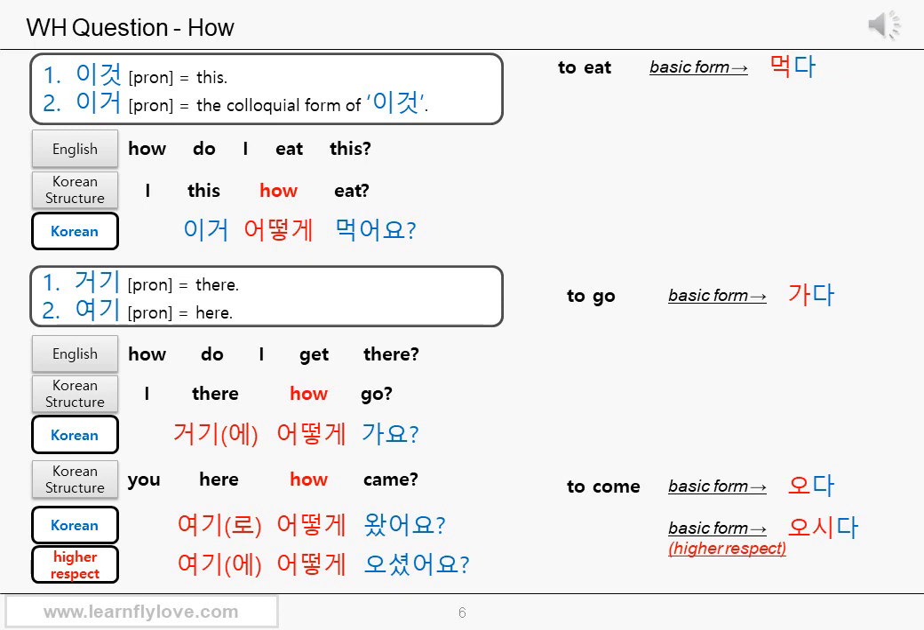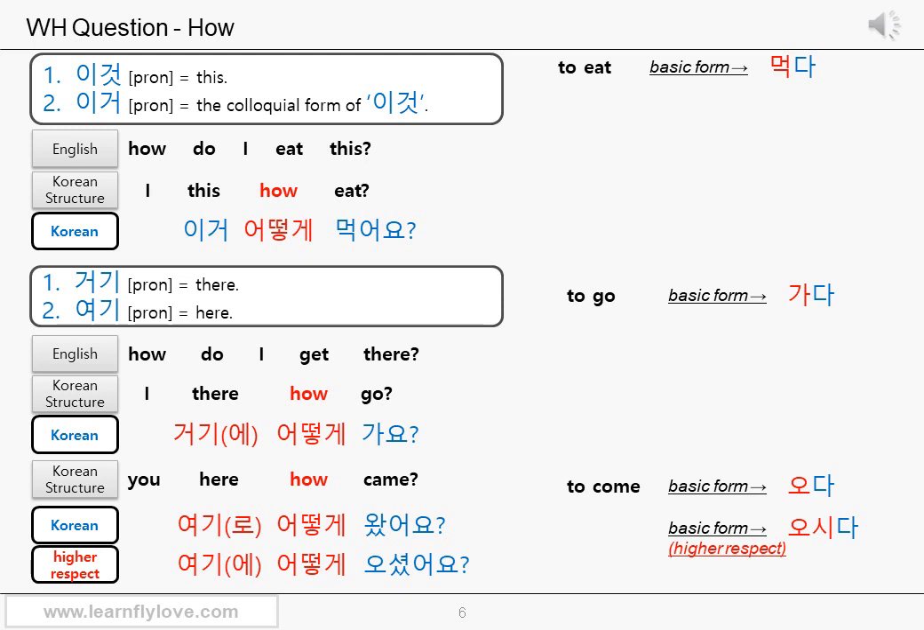How about 저는 이거 어떻게 먹어요? How does it sound to you? With the auxiliary particle 는. 저는 이거 어떻게 먹어요? It sounds like there are other people in the same place and each of them has different food on their plate and is asking someone the same question. How do I eat this? When it's your turn to ask the same question, then how do I eat this? 저는 이거 어떻게 먹어요? Do you understand the nuance?